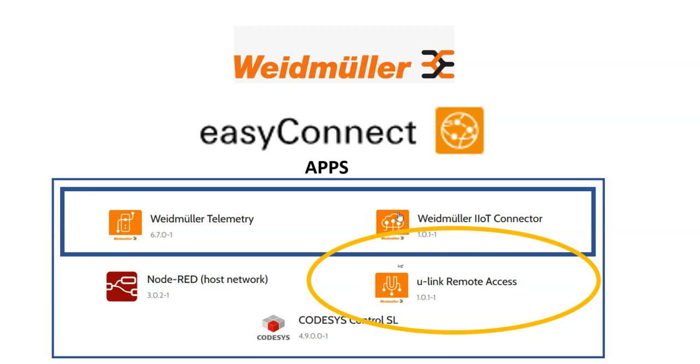The important thing here is I'm not actually using a router. Conventionally you would use a security router to achieve this, but with our controller and our IIoT Gateway you don't actually need a router. Hopefully you've seen my introductory video on easyConnect where I talked about installing the telemetry and IIoT connector apps. So today we're looking at uLink remote access.